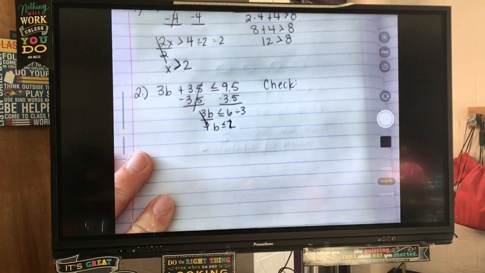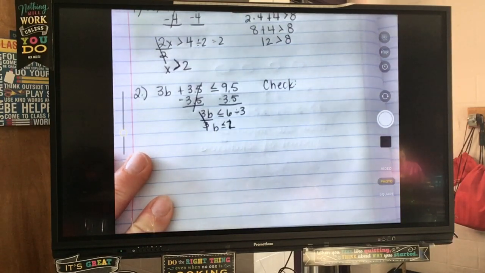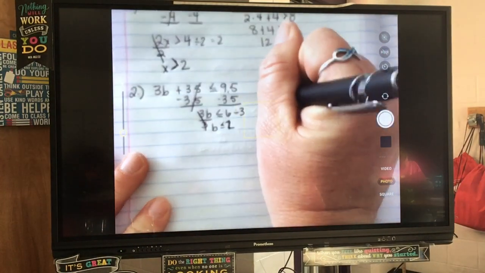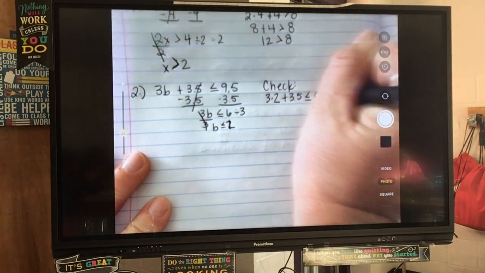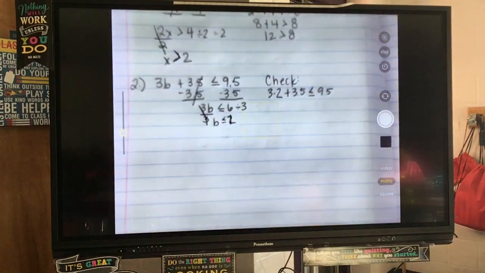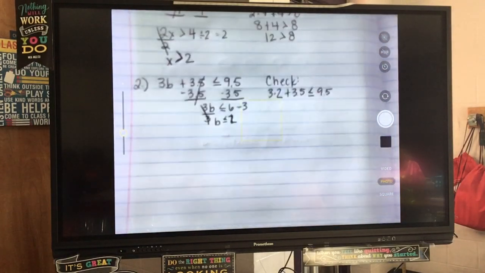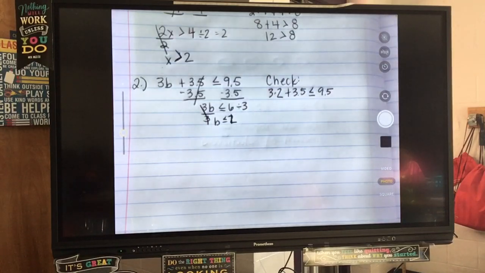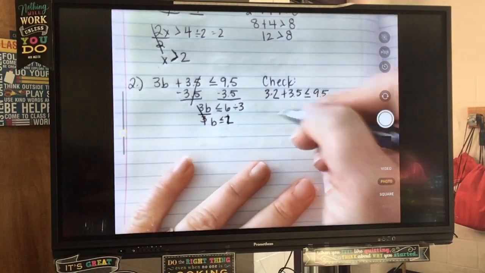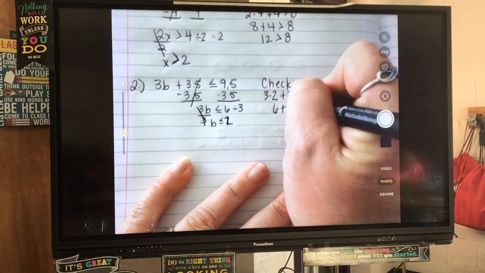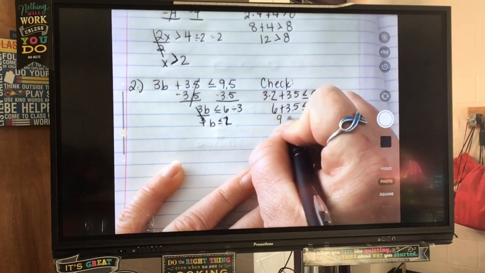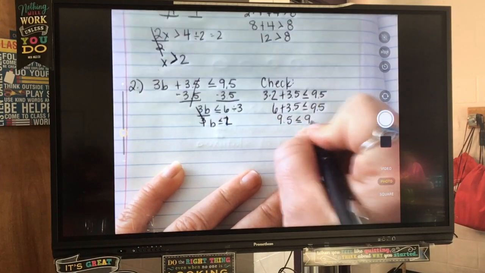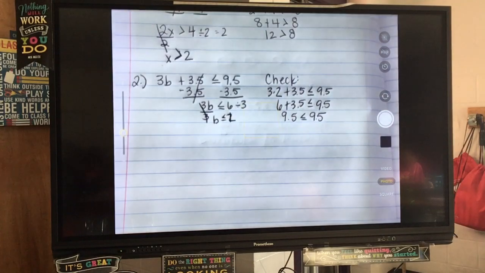How do we know? Because it says what? It says equal to. So I'm going to do 3 times 2 plus 3 and a half is less than or equal to 9 and a half. 3 times 2 is what? What's 3 times 2, Callie? And 6 plus 3 and a half gives me 9 and a half is less than or equal to 9 and a half. Okay?